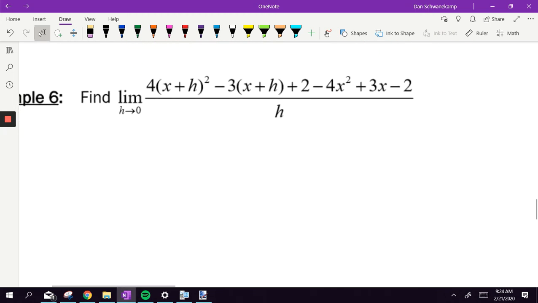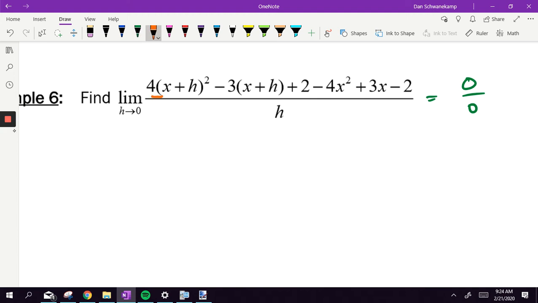Example 6, we're going to do this more later on, but I'm just going to show it to you. Right now it looks kind of scary. It is kind of scary, but don't be too frightened. I'm going to plug 0 in. I'm going to save you the heartbreak here. Guess what happens when you plug in 0? It's indeterminate, 0 over 0. And so we need to factor, or in other words, we're going to simplify, cancel, and then plug back in.